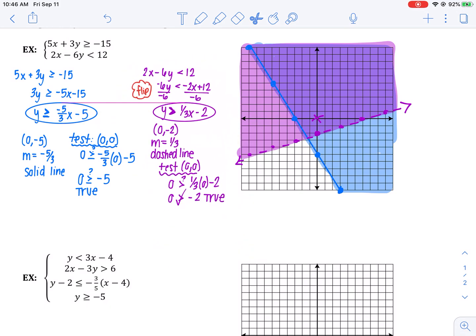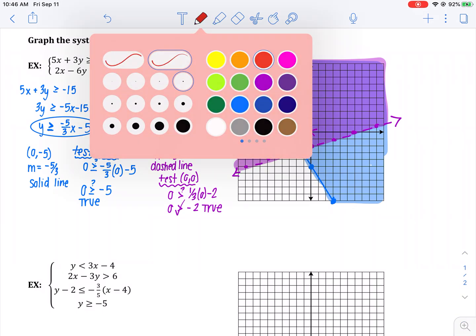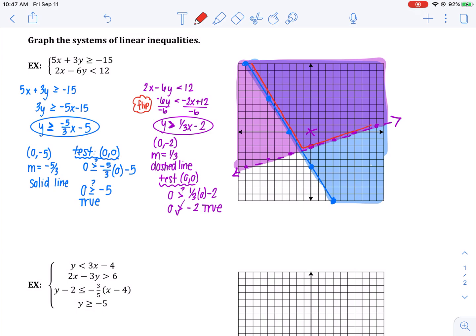Well, now I have a system though, so I need to know where both of them are true. Well, that is right here in this section of your graph. However you want to make it very clear, I usually like to put an arrow and say this is my solution set, my solution area. It has a solid line on the left side, and the bottom is a dashed line. And that's how you graph the system of linear inequalities. You have to stay organized. One inequality, shade. One inequality, shade. In the end, it is the overlapping area.